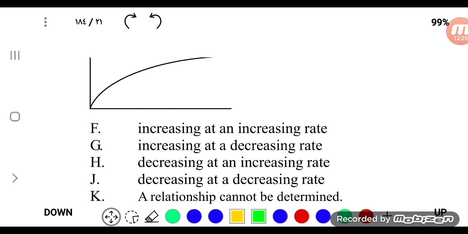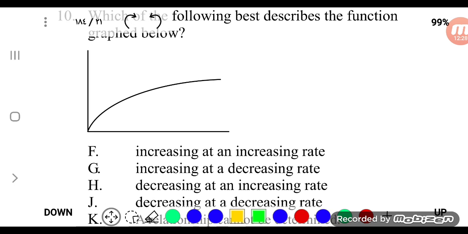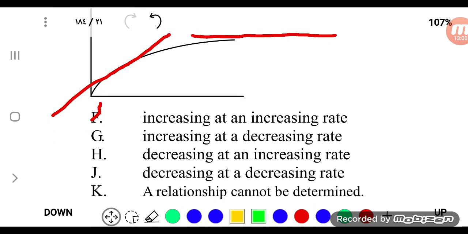So in order to decide, you have to look at the slope of the graph. While moving from left to right, is the slope increasing or decreasing? Slope of tangent. If you draw a tangent here and a tangent here, you notice that the slope is decreasing while you're moving from left to right. The slope of the tangent is decreasing. So that's why you have to choose option G, increasing at a decreasing rate. So option G is the correct answer.